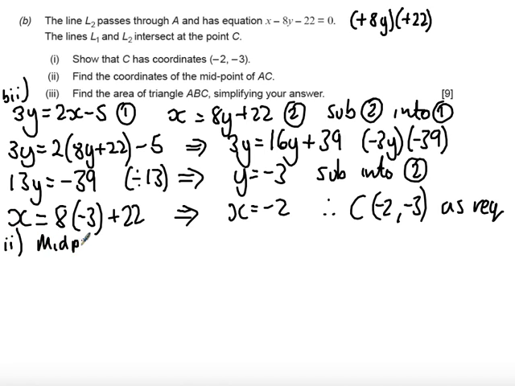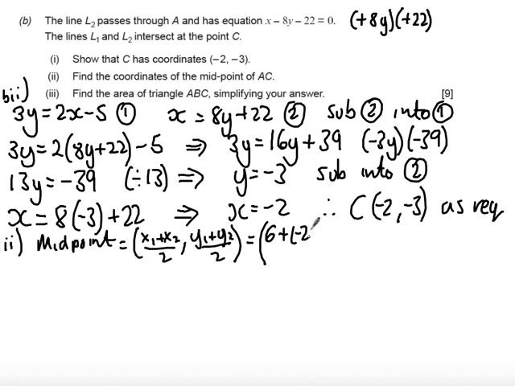Midpoint can be found by adding the x coordinates, so x1 plus x2 over 2, and adding the y coordinates, y1 plus y2 over 2. So we're going to get the coordinates of AC. The point A was, let's just double check this, 6, minus 2. So we're going to get 6 plus minus 2 over 2. And so then we get minus 2 plus minus 3 over 2.